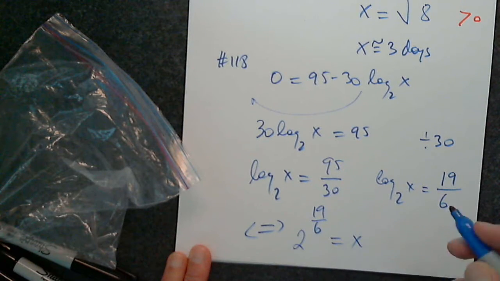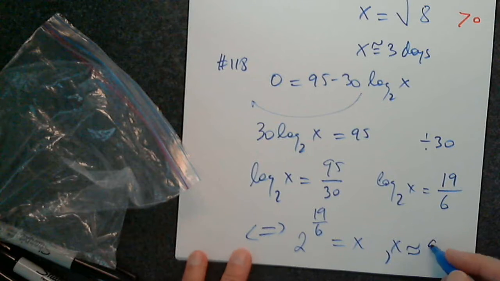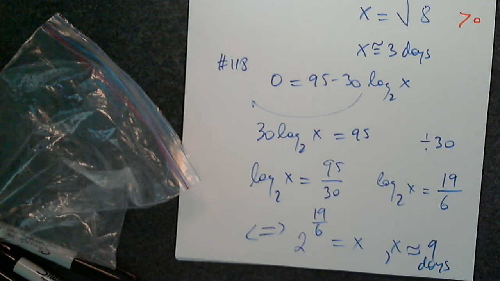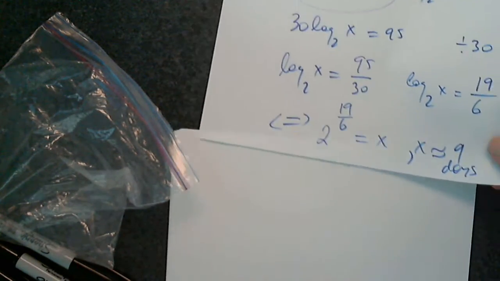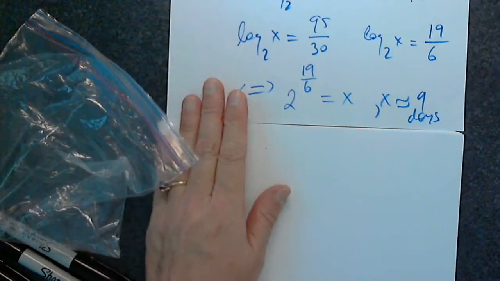Very good. Equals x. And now I'll approximate with a graphing calculator by taking 2 to power 19 divided by 6. And that is about 9 days. Kind of depressing. So about 9 days after the lecture is presented, according to the model, almost everyone in the class would have forgotten the major topics.